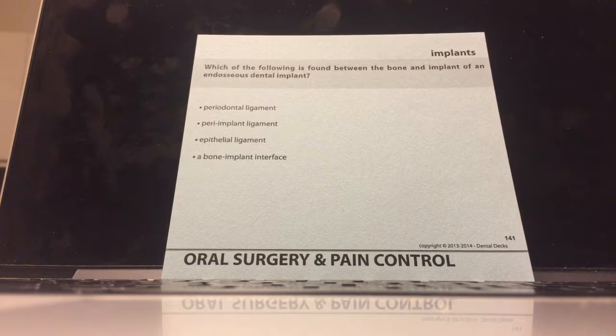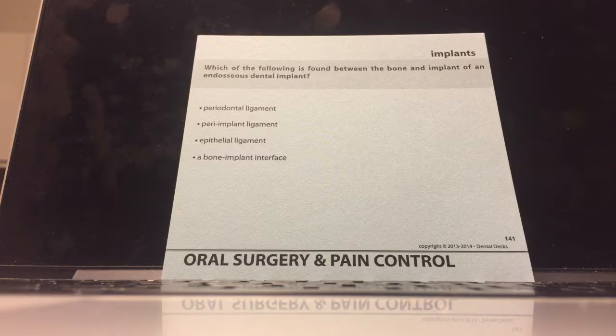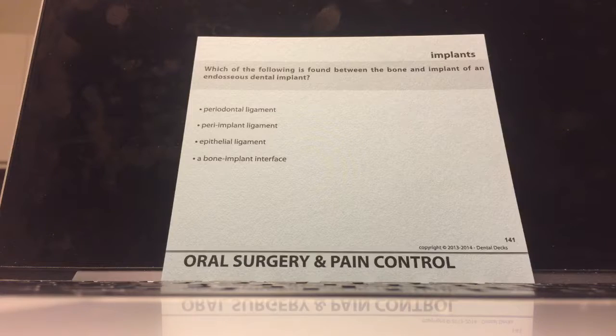So which of the following is found between the bone and implant of an endosseous dental implant? Periodontal ligament, peri-implant ligament, epithelial ligament, or bone implant interface. Bone implant interface.